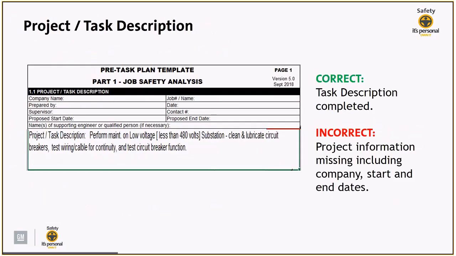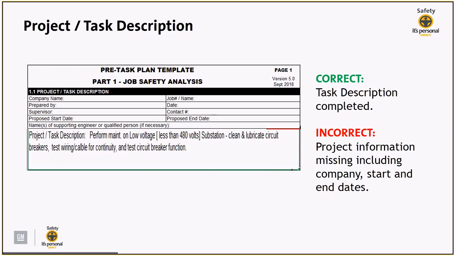So here's another example of what we typically see. They have a really good task description in this example, where they're going to perform maintenance on a low voltage substation. They're going to clean and lubricate the circuit breakers. They're going to test wiring cable for continuity and test circuit breaker functionality. So they did a good job on the task description.